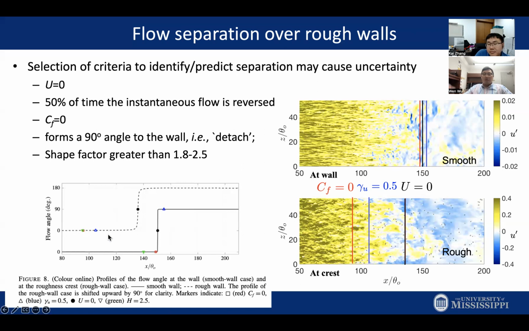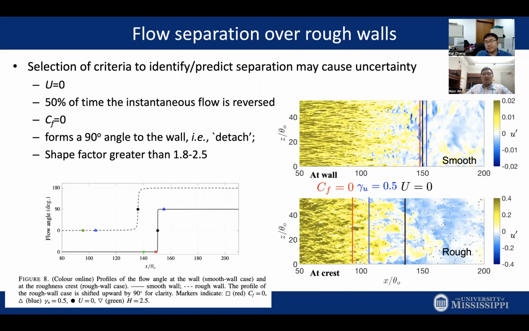And this is because before your mean flow detaches, the flow inside the roughness layer is already reversed and gives you a negative CF and also more reversed instantaneous flow. So if you're doing experiments or simulations and you say, okay, CF equals 0 is flow separation, you're going to predict an earlier separation. And that is not a small uncertainty. You basically have an error that is maybe 10 boundary layer thicknesses upstream.